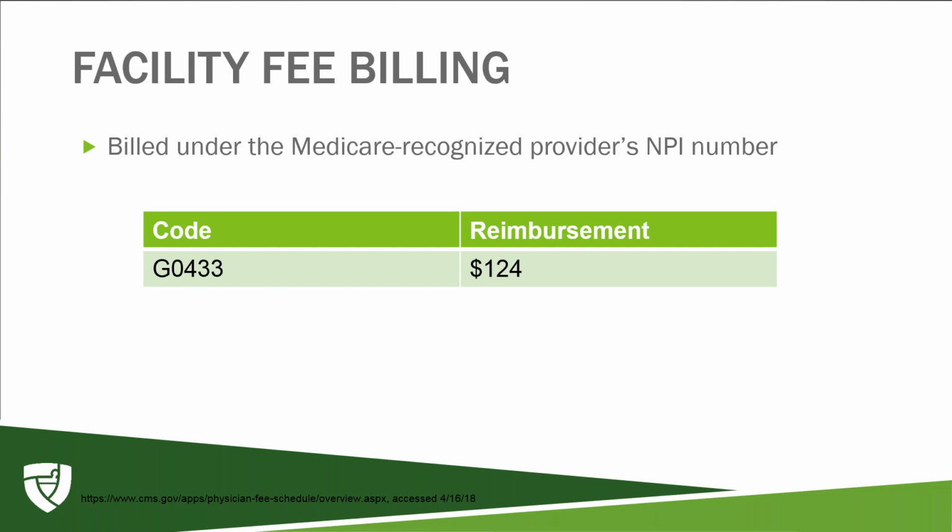So what does a facility fee pay? It's actually pretty good. Similar to Incident 2, we would bill facility fees under that Medicare recognized provider's NPI number, but the reimbursement or payment for this type of code is $124 per visit. So when you compare payment from a facility fee to an Incident 2 fee that a pharmacist can bill at 99211, the difference is about $100 per encounter. So that's a decent amount. Again, the caveat is you have to be in a hospital-based clinic in order to be able to use the facility fee billing model.